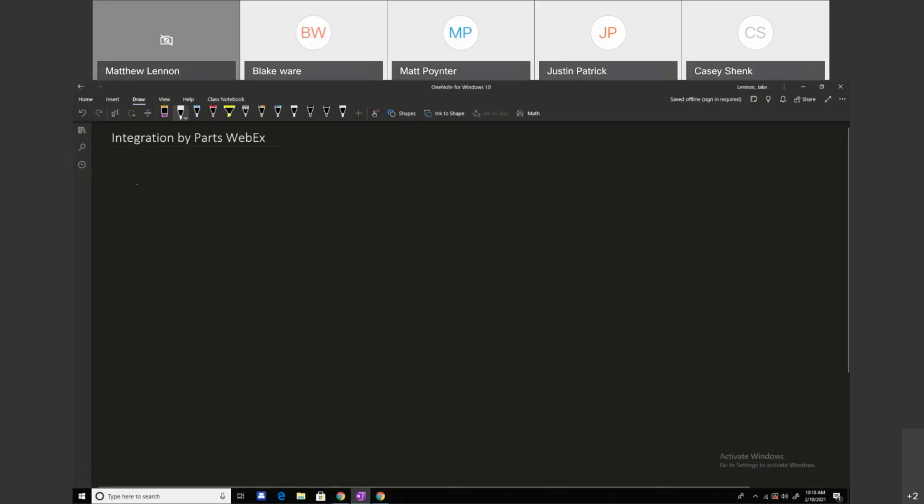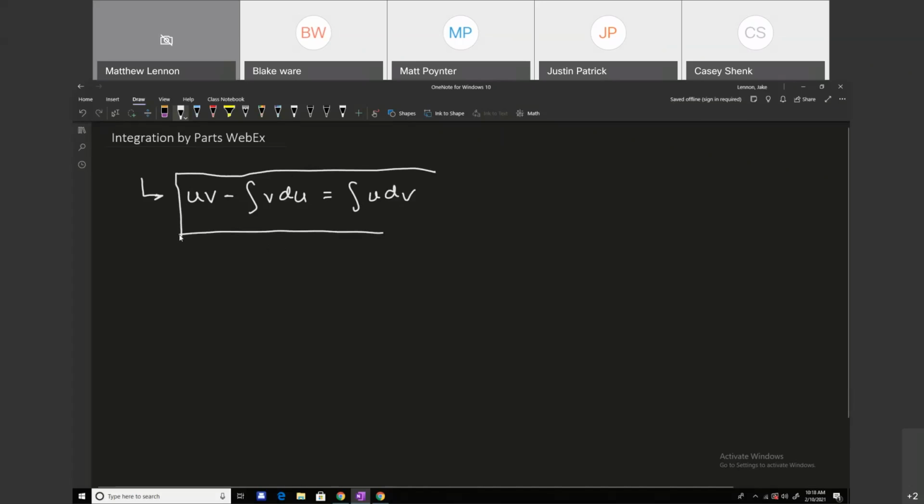So essentially the formula we're using is as follows. This is uv minus the integral of v du. This is the integral of u dv. So I can show you where this comes from if you want, but this is the main thing that we're going to be using. And this is when we have a product of two different types of functions that we're trying to integrate, and substitution doesn't work.